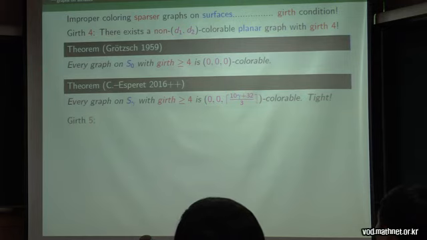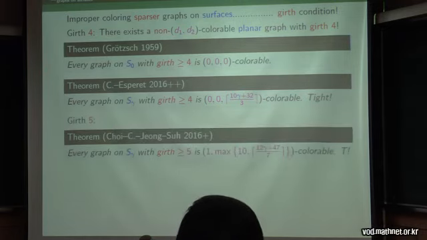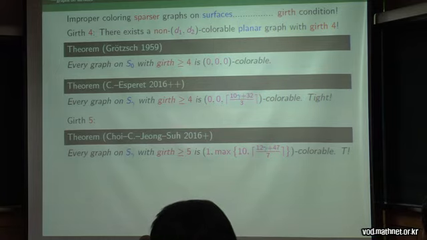So now we go on to girth 5. For girth 5, we had this result with students here. We proved that if you give me a graph on this surface with girth 5, then it's 1 comma some linear function. And then we said that this was tight. So you might wonder if we can lower this 1 into 0, because we're interested in this lexicographically smallest tuple.